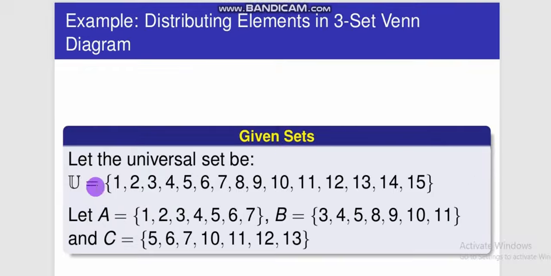Now the given set is here. Let the universal set be the set of elements from 1 to 15. Okay, natural numbers, counting numbers from 1 to 15. Then set A has these elements 1, 2, 3, 4, 5, 6, 7, and set B has 3, 4, 5, 8, 9, 10, 11, and then you have subset C: 5, 6, 7, 10, 11, 12, 13. Very interesting. So we have the universal set, we also have the 3 subsets. Okay.